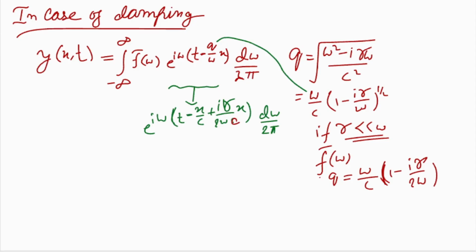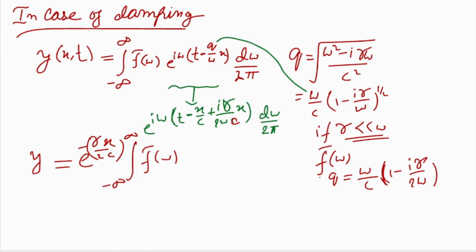Well, that's nice. So what next? This is very easy. We have almost got what we wanted. So we can say that y is nothing but e to the gamma x over 2c times the integral from minus infinity to infinity of f tilted of omega times e to the i omega t minus x over c, d omega by 2 pi.